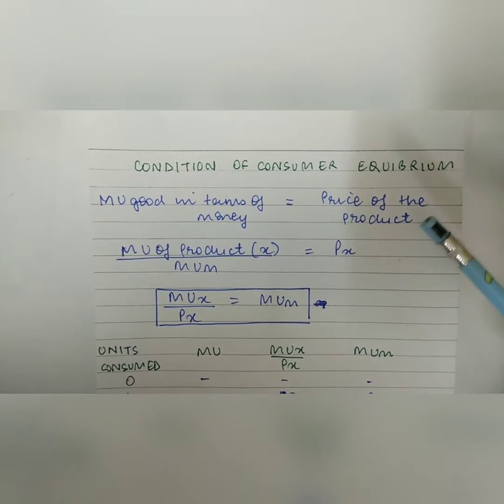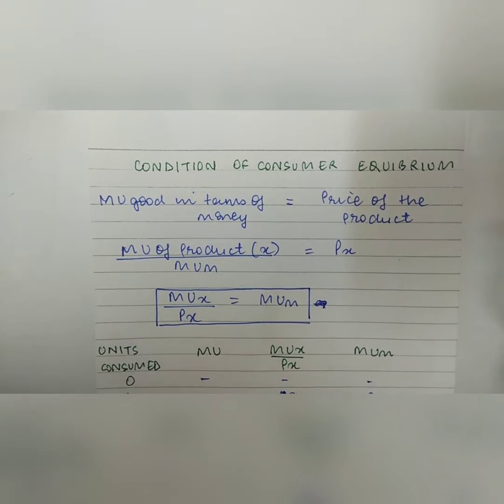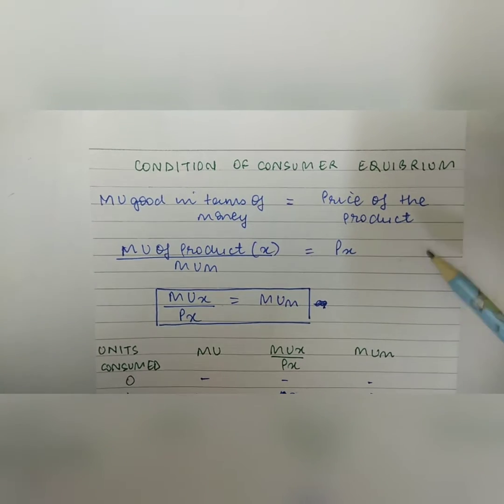In this video, we'll see the condition of consumer equilibrium in the single good case that we discussed in the previous lecture, but we'll just change the way in which we wrote the condition for the consumer equilibrium, and we'll take the same example. So you can refer to the previous video. I'll put the link below in the description box.